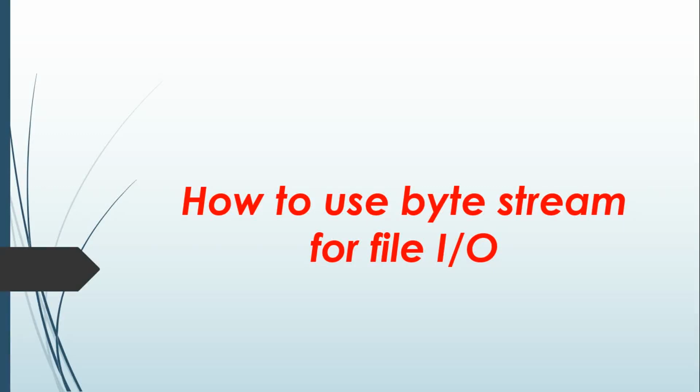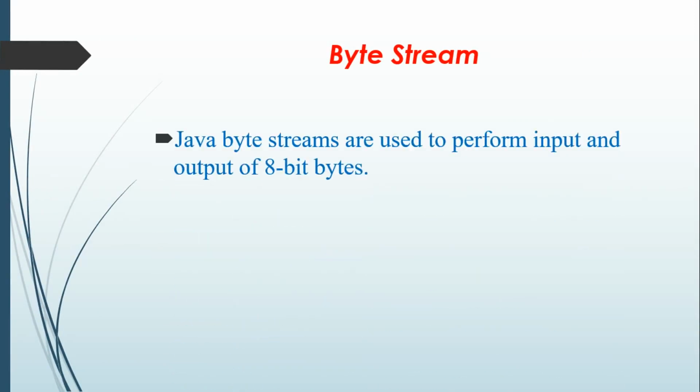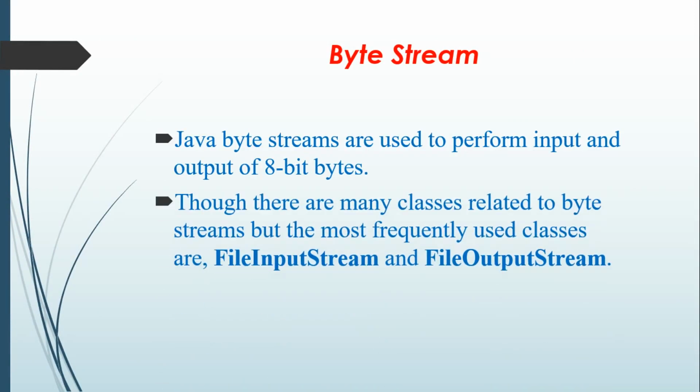In this tutorial we are discussing how to use byte streams for file input output. First of all, let's discuss what a byte stream is. Java byte streams are used to perform input and output of 8-bit bytes. Though there are many classes related to byte streams, the most frequently used classes are FileInputStream and FileOutputStream.